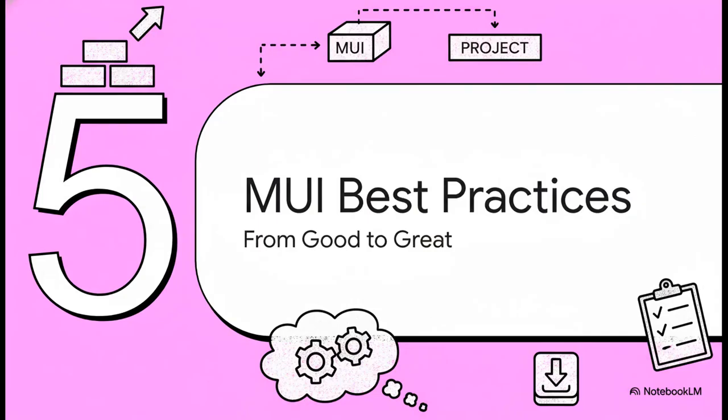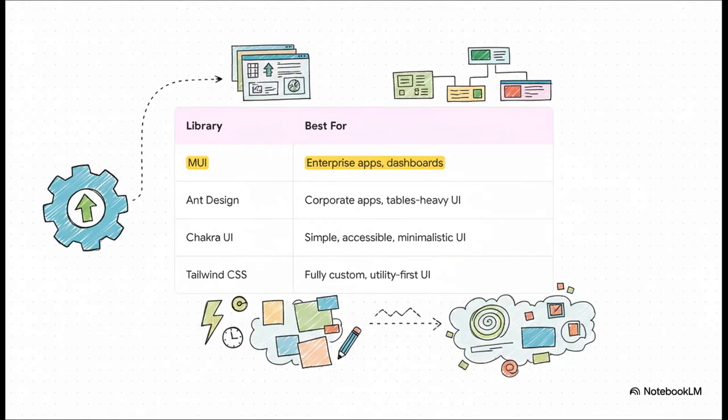So, now that we know how to build with MUI, let's talk about how to build well with MUI. We're going to cover a few essential best practices and help you figure out when MUI is the perfect choice for your next project. Choosing the right UI library always depends on what you're building. MUI really, really shines for those big enterprise-level apps, dashboards, and internal admin tools, anywhere you need a huge set of robust components that just work. If you need a completely unique, from-scratch design, maybe something like Tailwind is a better fit. But for speed and consistency in complex apps, MUI is tough to beat.